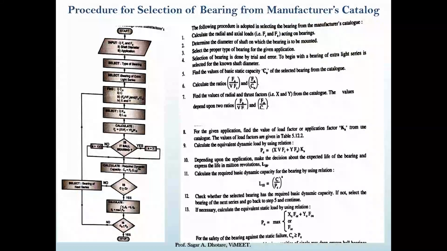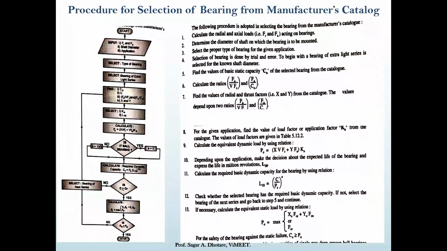Determine the diameter of the shaft on which the bearing is mounted. Based on the diameter of the shaft, we can find the last two digits of the bearing specification. So we can directly choose depending upon the type of load and the series of the bearing. If we use 6, then it is a deep groove ball bearing. If we use 0, it is super lightweight, then 1 and 2 are lightweight, 3 is heavy, and 4 is extra heavy series.